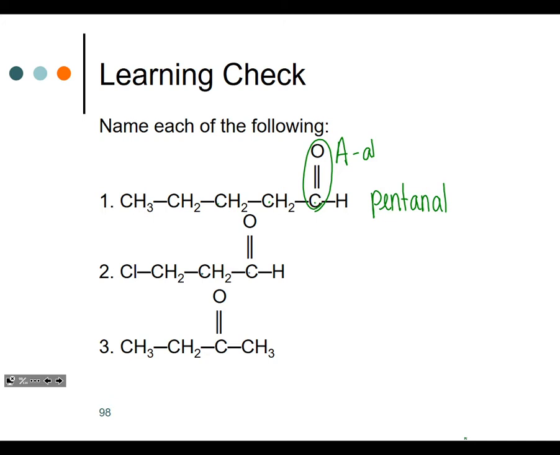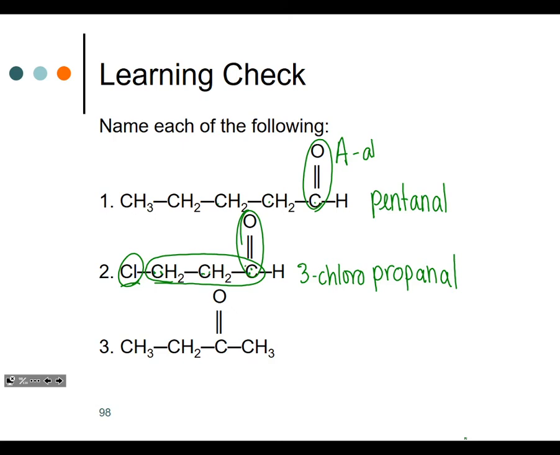1, 2, 3. This one's tricky. Do not count that as a fourth one. That is chlorine. So 1, 2, 3, that is going to be prop-. And it is coming off of carbon 1, so propanal. Now I've got to name this chlorine here. And that is 1, 2, 3, 3-chloropropanal. Remember, anytime we see these special groups, that becomes our carbon 1. We count closest to that.